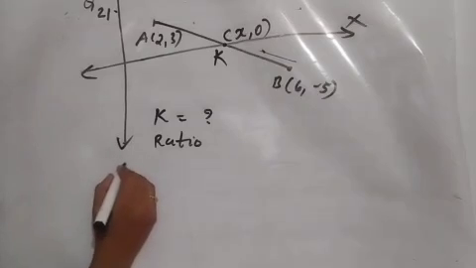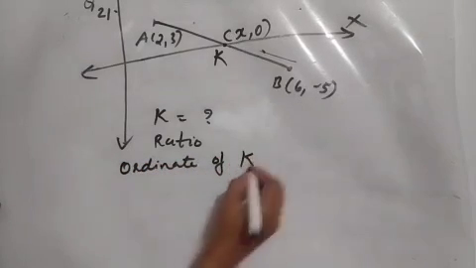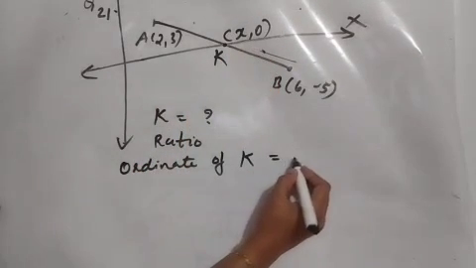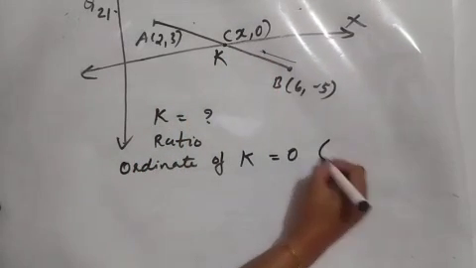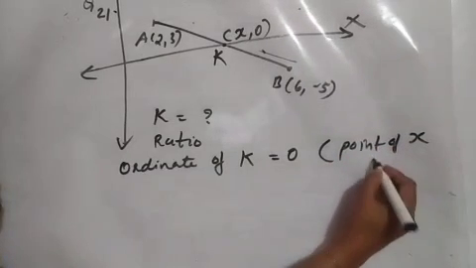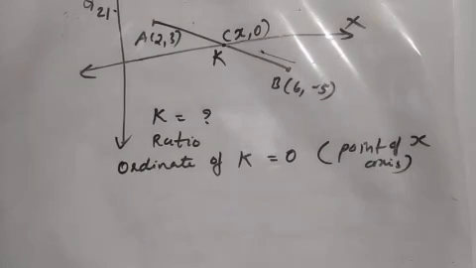Write down the ordinate of the point K. First one is the ordinate of K. Ordinate of K means the y coordinate. What is the y coordinate of K? Yes, it is on the x-axis, that's why it is 0. A point on the x-axis is with the ordinate 0. Always it is like that.